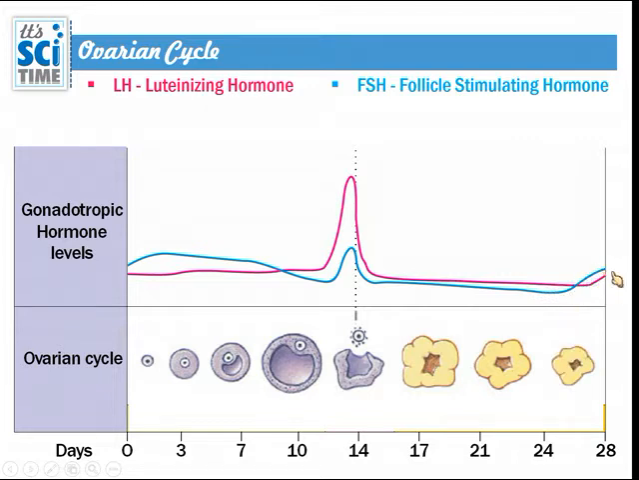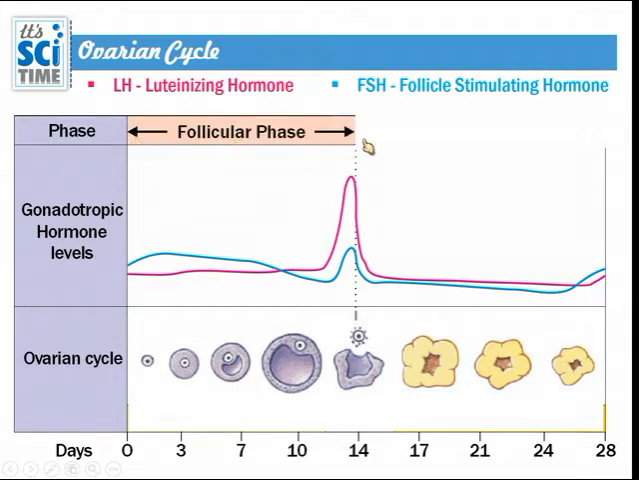That means it is getting ready for the next cycle. If fertilization does not take place, another cycle should start from here. And there are phases in this. Let's identify the phases. First phase is the follicular phase. The follicle growing phase is the follicular phase.